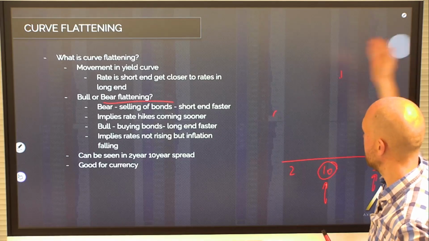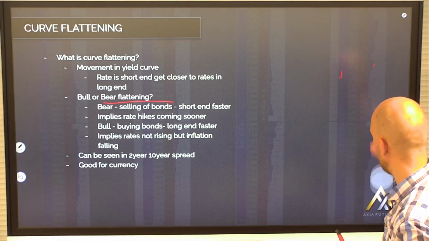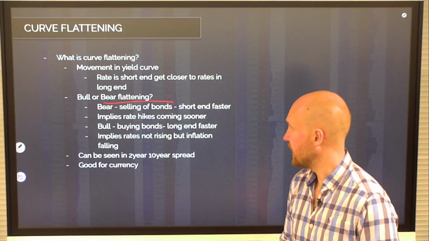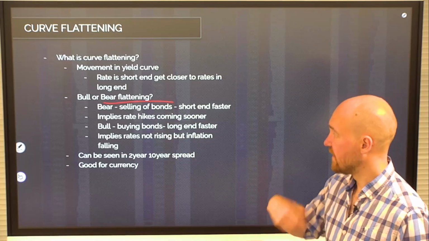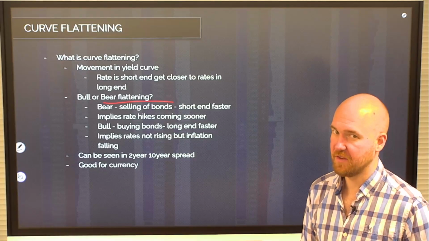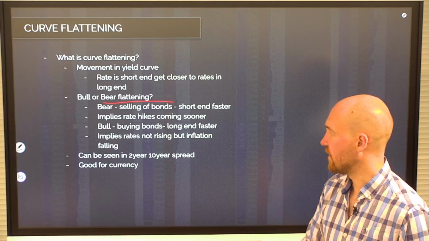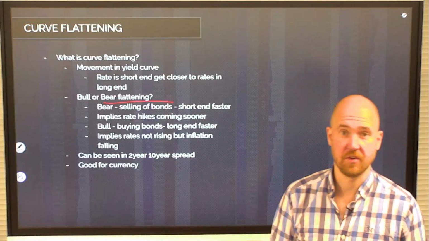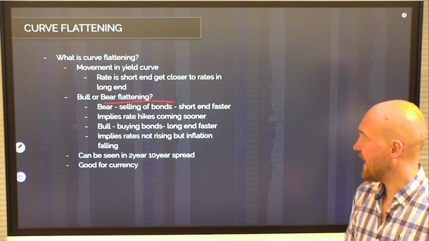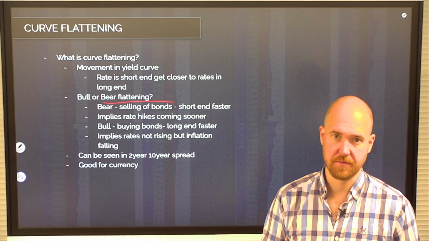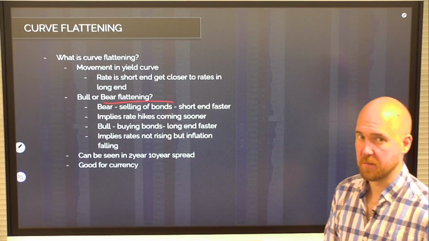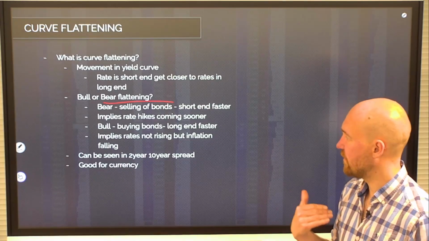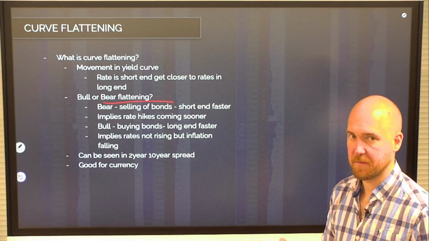So let's go and have a little look at what exactly has gone on then. Basically, thing to quickly think of here, bear flattening, you're selling bonds. This generally implies that rates are going to be rising sooner, and also that inflation is not coming as a result of that. Whereas you can have a bull flattening move. So what a bull flattening move does is it effectively flattens the curve by buying bonds.